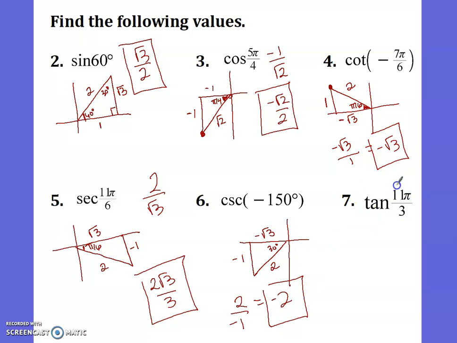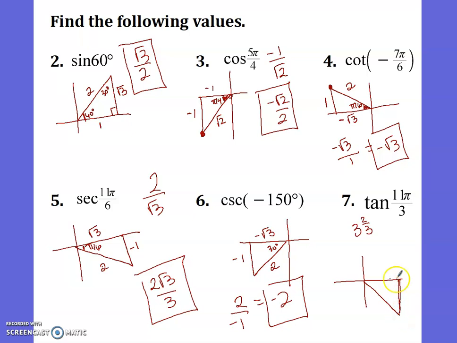Then tangent. Tangent of 11 pi over 3. So this one is more than one rotation. So I'm going to go ahead, 3 goes into 11 3 times with 2 left over. So this angle, this is 1 pi, 2 pi, 3 pi, 2/3 more is going to put me in the fourth quadrant. So my angle's in the fourth quadrant.